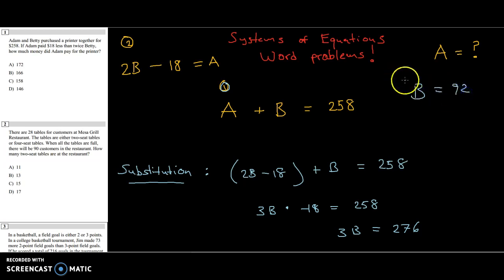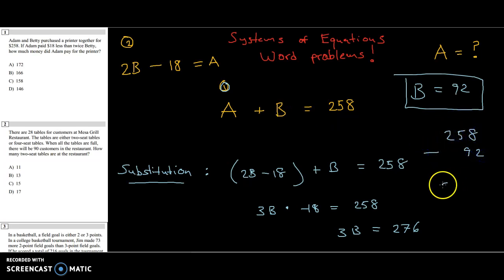Okay, well, we kind of have a little bit of a problem here, and that is we were not being asked to solve for B, we were being asked to solve for A. So we're going to have to do another step. We know that A plus B was equal to 258. So to solve for A, we could just simply do 258 minus 92, right? 258 minus 92, which should be what?